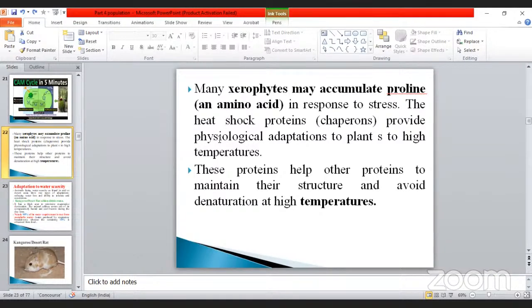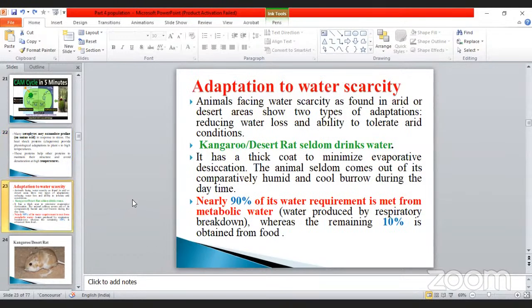The plant leaves are succulent. And not only that, one of the very important amino acids, called proline, is also deposited. It fights the stress conditions. Those things we already discussed. And adaptation to water scarcity, we already discussed the kangaroo rat. They will not take even a single drop of water. And 90% of the water molecules are taken from the water produced by the respiratory breakdown.